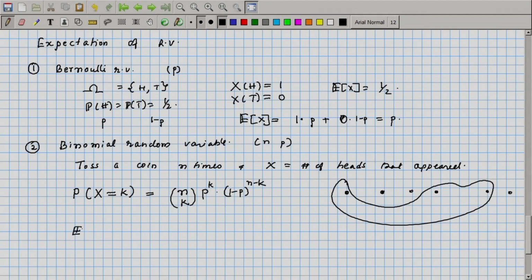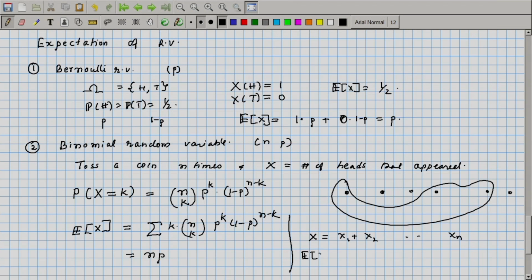Okay, so, now let us try and compute the expectation of the binomial random variable. Okay. So, we can compute this as summation k times n choose k times p raised to k into 1 minus p raised to n minus k. This expression will simplify as n times p. But there is another quicker way to compute the expectation of x. We can use the linearity principle. So, if we think of x as the sum of n Bernoulli random variables, then the expectation of x is going to be the sum of expectations of the xi's, and each xi its expectation is going to be p. Therefore, this is going to be n times p.